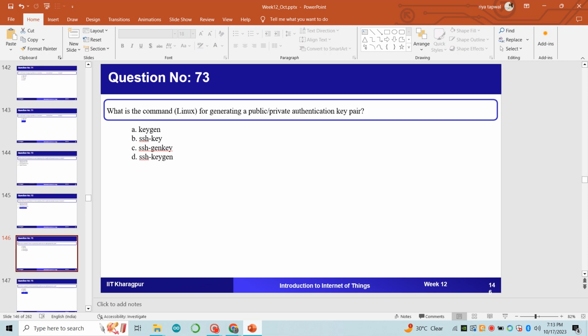Next question is, what is the command in Linux for generating a public or private authentication key pair? Options are keygen, SSH key, SSH gen key, SSH keygen. It's option D, SSH keygen.